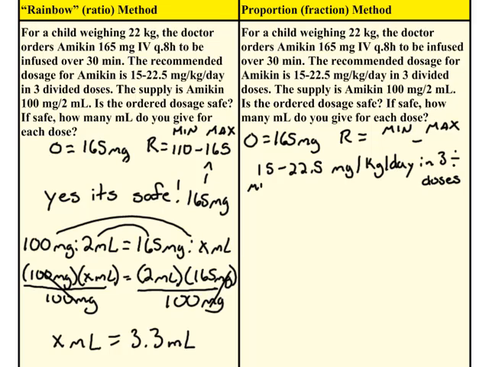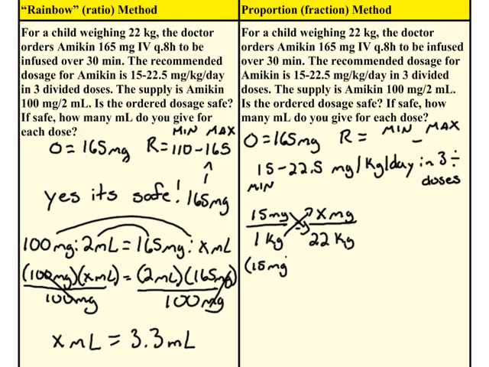First, let's look at the minimum amount we're allowed to give. 15 milligrams per kilogram per day in 3 divided doses. We can set up a relationship between the milligrams and the kilogram for this minimum amount of medication. We have 15 milligrams for every 1 kilogram. If we look back at the problem, we can see our child weighs 22 kilograms. We need to find out the minimum amount of milligrams we're allowed to give on a daily basis. We can do this by cross-multiplying.